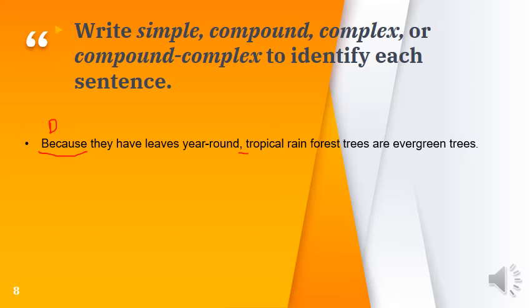Tropical rainforest trees are evergreen trees. So how many sentences or how many clauses do I have? Only two. I have here the conjunction word because, and this one is an independent clause. Tropical rainforest trees are evergreen trees. So what is the type of the sentence? It is a complex sentence.